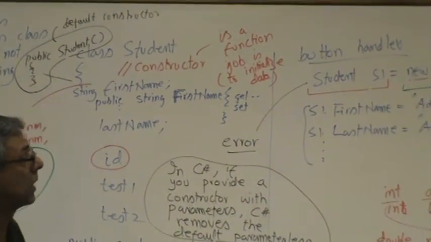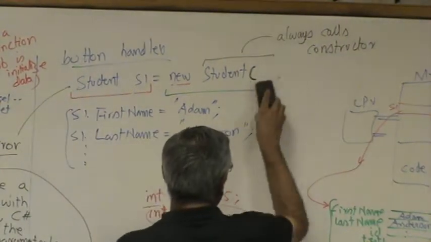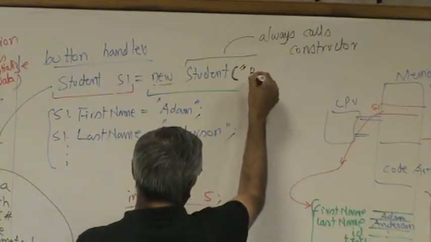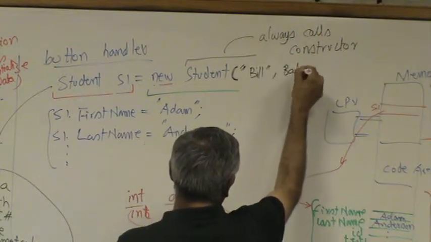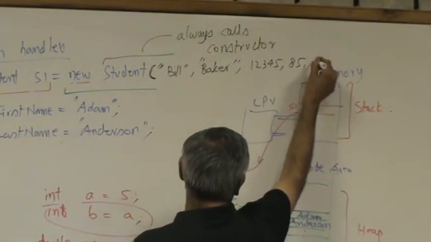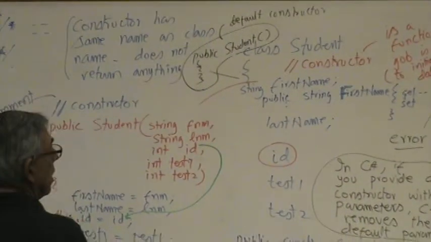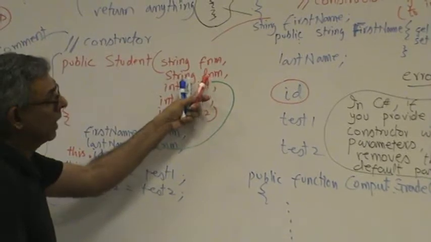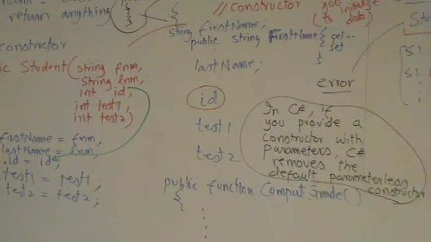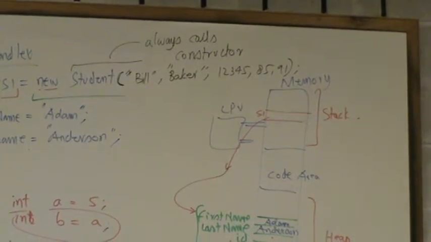So we have 2 choices. A, do not use the default constructor. We now pass some data, for example, Bill, Baker, 1, 2, 3, 4, 5, 85, 91. So Bill will become the FNM over here. Baker will become LNM. ID will become 1, 2, 3, 4. Test 1, 85. Test 2, 89. So we always create a student by passing some data to it. So that would be one option.